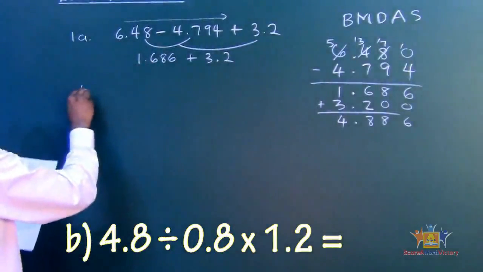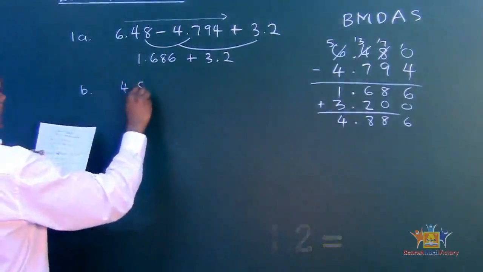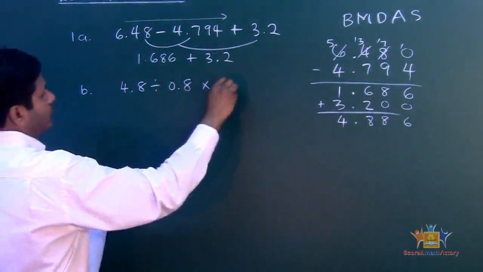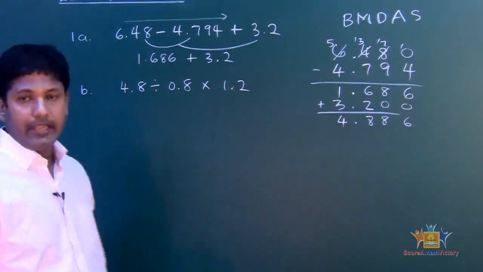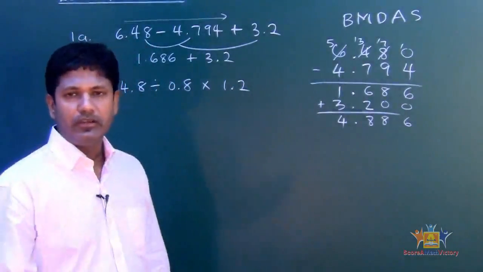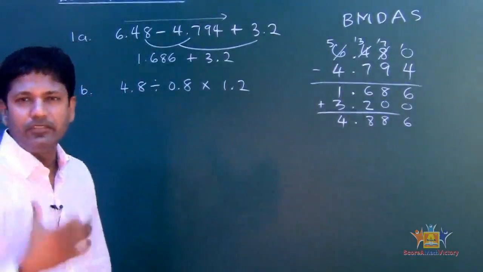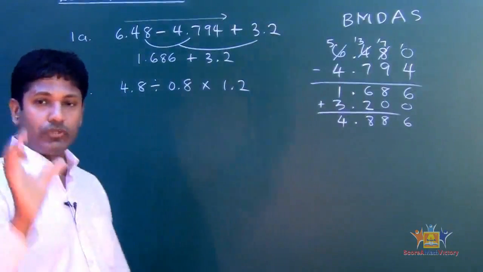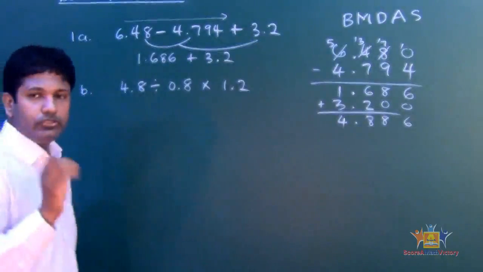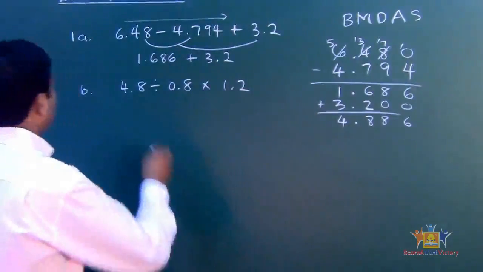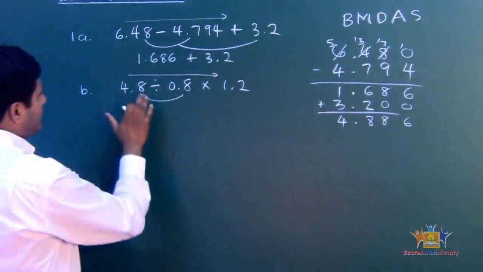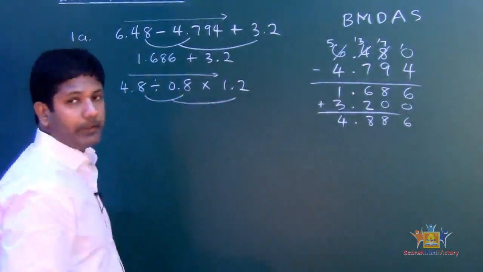Okay, let's look at problem number B. So B, you're given 4.8 divided by 0.8 times 1.2. Again, we're going to use the pairing method. But before we do that, who comes first? The multiplication or division, or division or multiplication? Doesn't matter. When you have multiplication and division together, you use the left to right method. That means you solve whichever operation comes first. In this case it is division, and then I'm going to multiply.